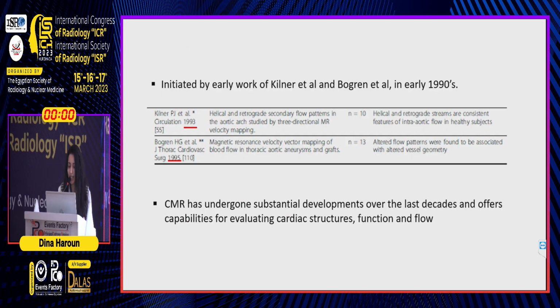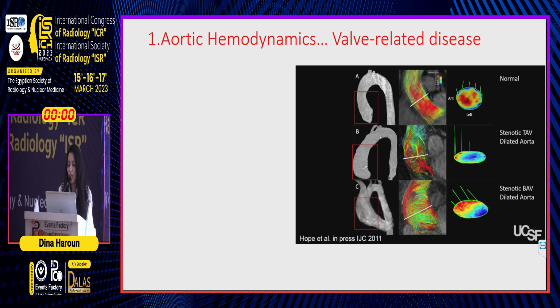What's the clinical application? The 4D flow was first presented at work in the early 90s. CMR has undergone development over the last decade, with capabilities of evaluating cardiac structure, function, and flow. What about the hemodynamics? Here we are going to discuss the aorta and the related pathology.